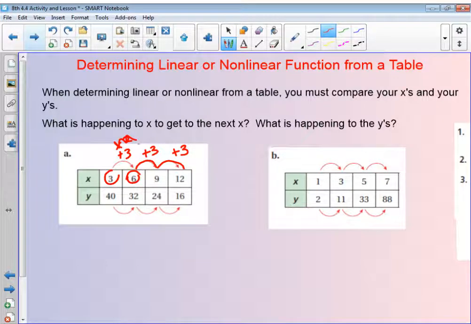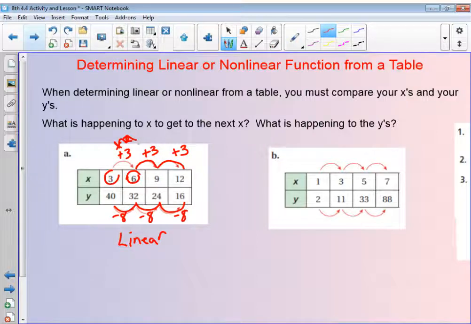Now, in order for this to be linear, we also have to have the same pattern happening within the y's. Not necessarily the same plus 3, but we have to have a pattern that's consistently the same between each y. So here, when I go through and I check this, from 40 to 32, we would go minus 8. From 32 to 24, that again is minus 8. And from 24 to 16, we have minus 8. So when I'm looking at this table without having to graph this, if I see that the pattern is the same between all of my x's and all of my y's, then this is considered a linear function.